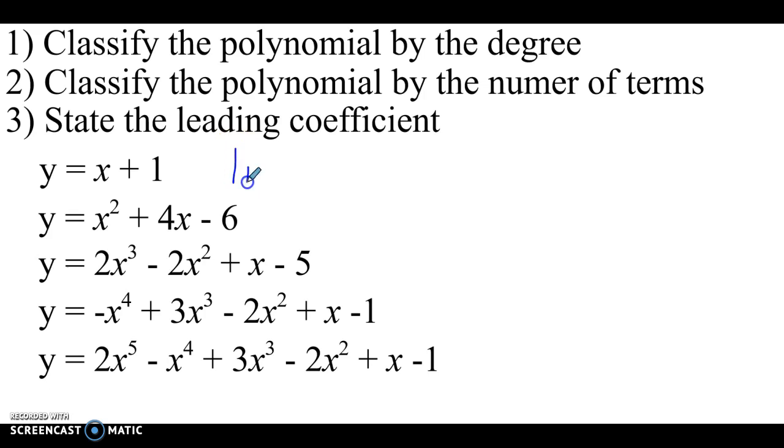Linear. Linear first, so do the left table first. And then this has how many terms? 2. So it's a linear binomial. Binomial. I would hate to learn English.